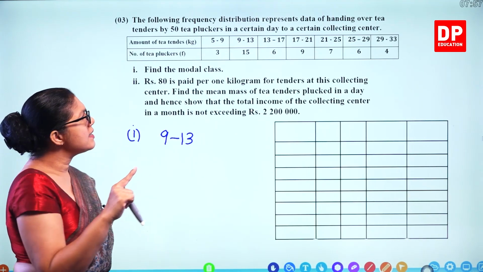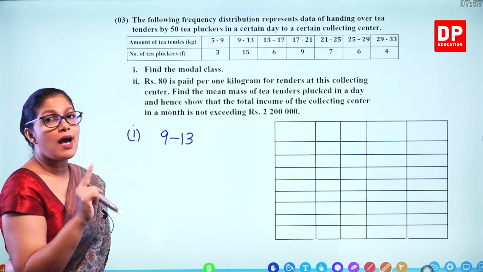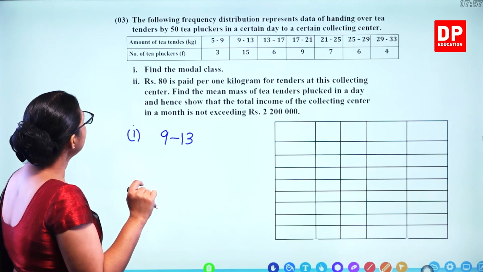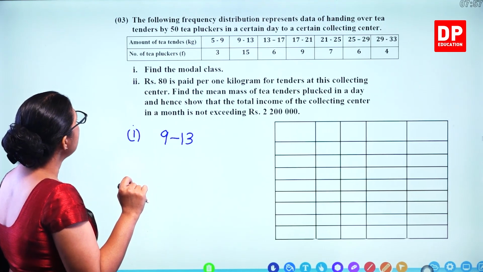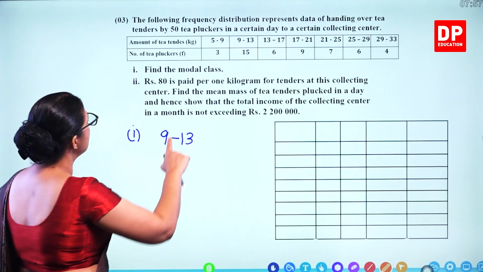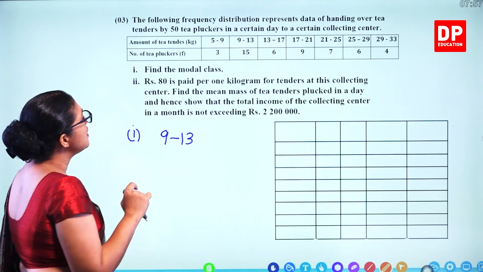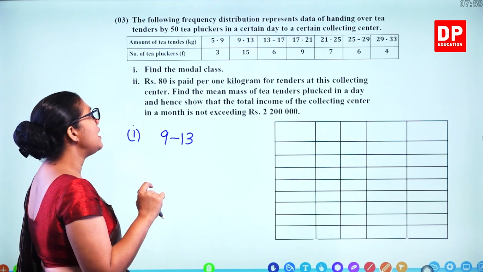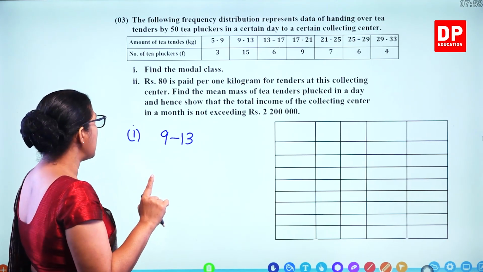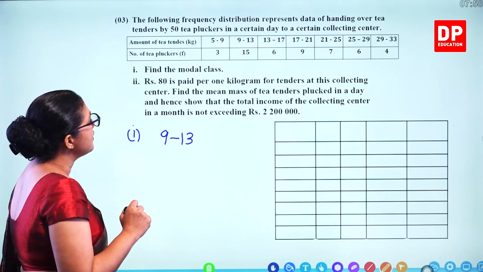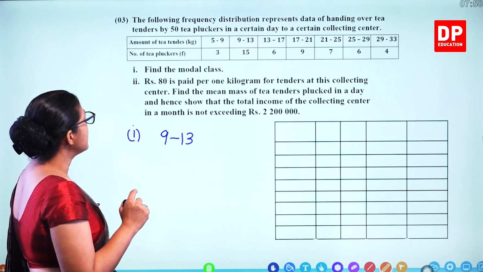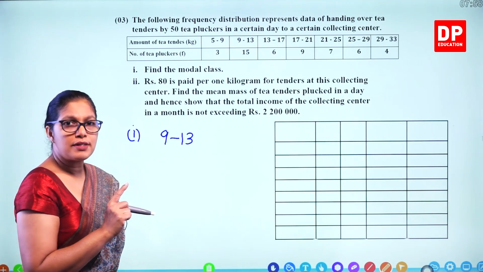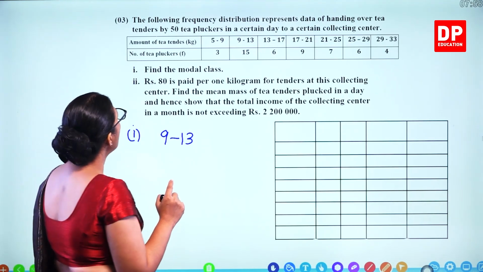When you look at the intervals, those are class boundaries. There is no gap between the numbers. Then you have to find the mean mass. 80 rupees is paid per 1 kilogram for tenders at the collecting center. Find the mean mass of tea tenders plucked in a day and hence show that the total income of the collecting center in a month does not exceed 2,200,000 rupees. So we'll find the mean.